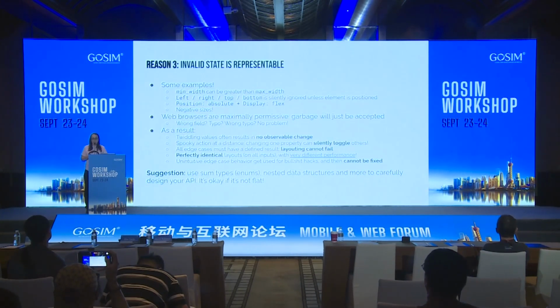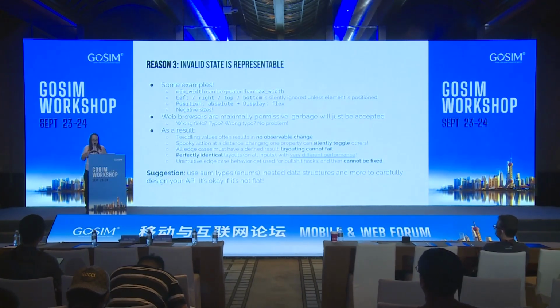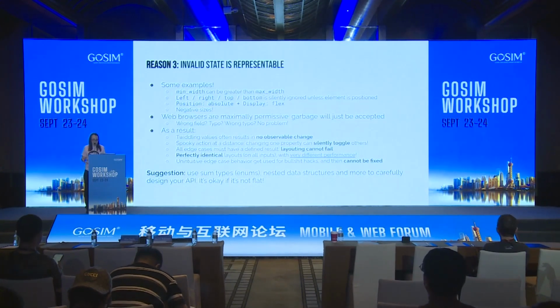Like, you'll change a value in your inspector and say, I want to see what that does. And nothing changes. And you're like, well, okay. And that's a terrible learning experience. You'll have things where you'll change one property and it will silently toggle off another, or you'll toggle on a property and then it will activate all these other properties that were set to garbage values. And because layouting can't fail, because we're not doing validation checking, everything has to result in a layout, even if it's ugly or useless or doesn't make any sense.